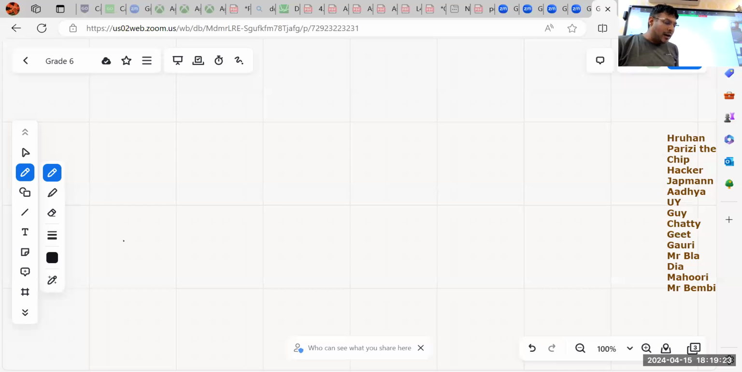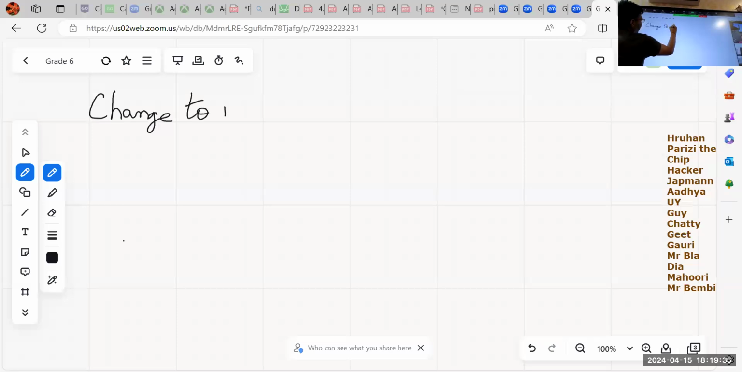Fraction. So after negative numbers, it's fractions only. So it's very easy. Change to mixed. Very easy questions, just revision. Let's do it. Question A, 7 by 3.